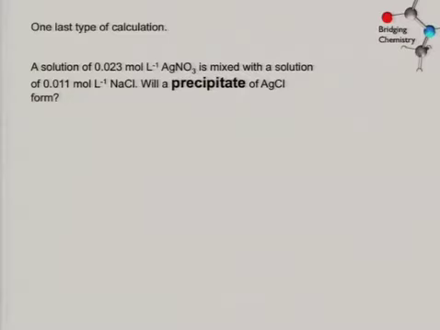So, yesterday we were talking about KSP. We were talking about this idea that you can have some ionic compounds which, when you put them in water, only dissolve a little bit, and you form an equilibrium. And the equilibrium constant, which describes that equilibrium, is called the solubility product and is given the symbol KSP.